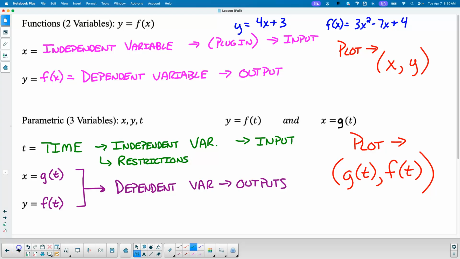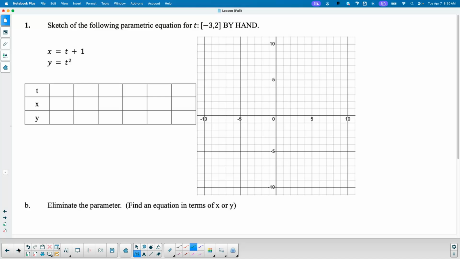Okay? So let's get into graphing. We want to sketch this one by hand. So we're going without calculators here now. Okay? So this was how that restriction looks. We are only plugging in t values that are between -3 and +2. So that is what we put here in our expanded t chart. So we're starting with -3, then let's go to -2, -1, 0, 1, and 2. We're plugging just those values in.